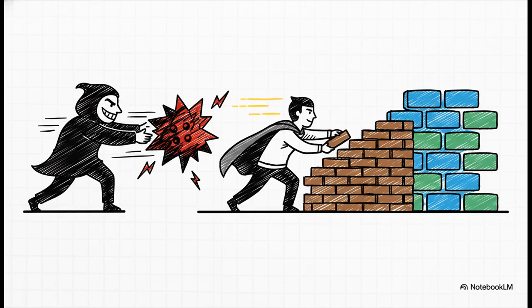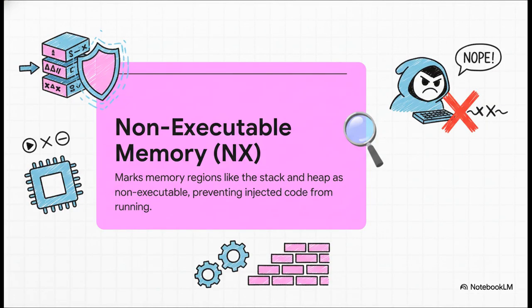So, as you can imagine, for years, attackers had an absolute field day with this. But the defenders, they fought back. And their first big countermove was honestly brilliant in its simplicity. They basically said, okay, if attackers are sneaking code into our data areas, let's just build a wall. And they called this wall non-executable memory, or NX for short.